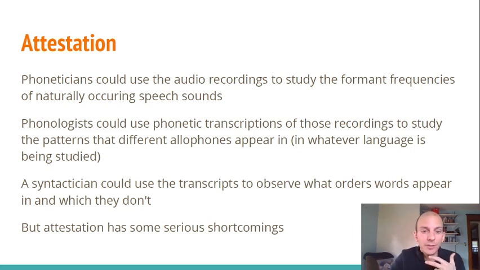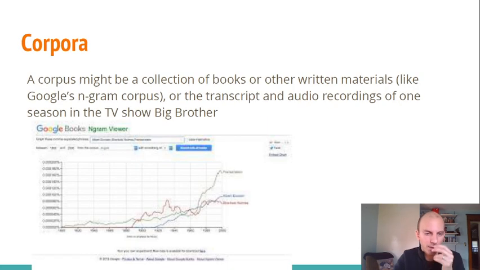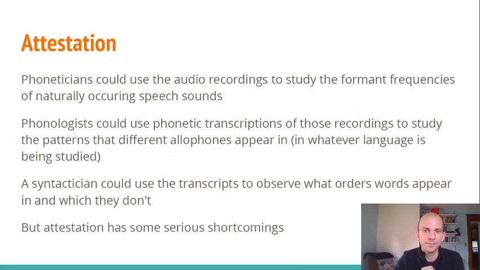And a syntactician could use transcripts to observe what orders words appear in. Right? So what sorts of sentence structuring we have and which ones we don't find. We find a lot of that SVO, for instance, but we don't find very much VSO in English. So we can look at the transcripts, look at this attested linguistic data, and say which of these patterns we find and which ones we don't.